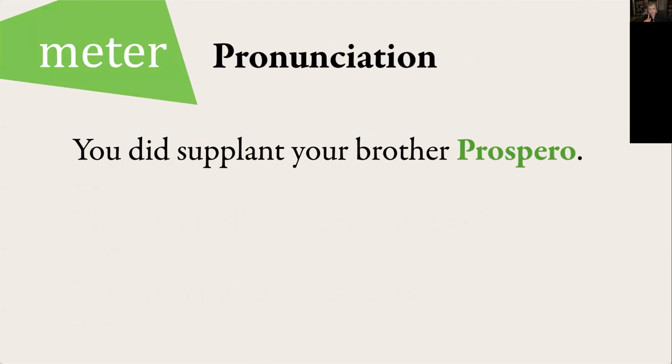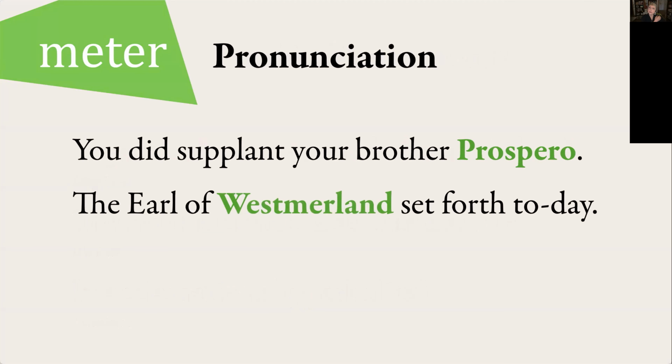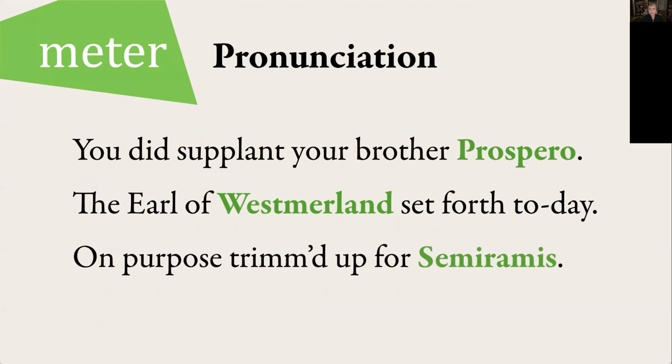The one thing that the meter does is tell us how things are pronounced. We know it's not "Prospero," as I pronounced it many years ago because I didn't know any better. "You did supplant your brother Prospero." "The Earl of Westmoreland set forth today." Every time Shakespeare uses that three-syllable word, Westmoreland, it is positioned in the line so that it reads, "The Earl of Westmoreland set forth today." And that's how we can know words we don't know, like who the heck is that person?